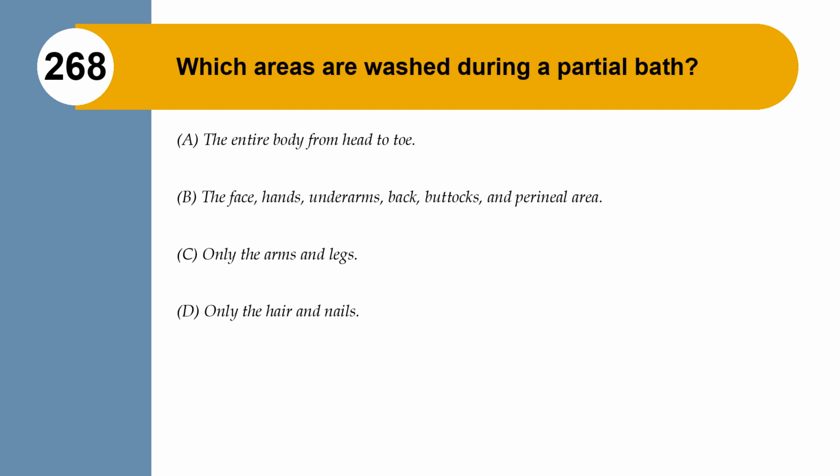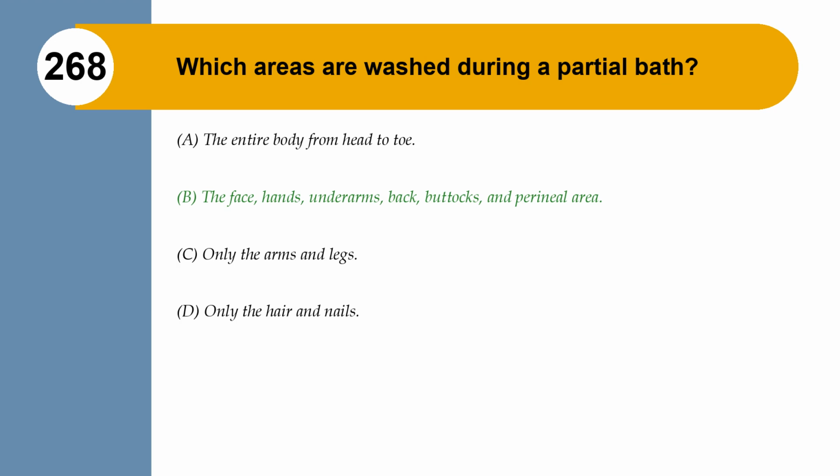Question 268. Which areas are washed during a partial bath? Option A, the entire body from head to toe. Option B, the face, hands, underarms, back, buttocks, and perineal area. Option C, only the arms and legs. Option D, only the hair and nails.